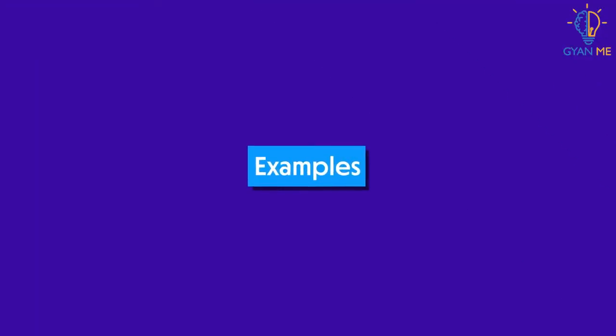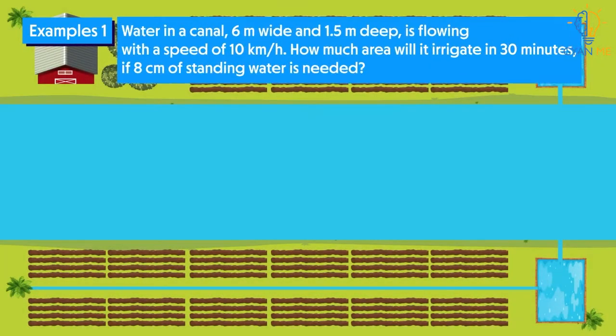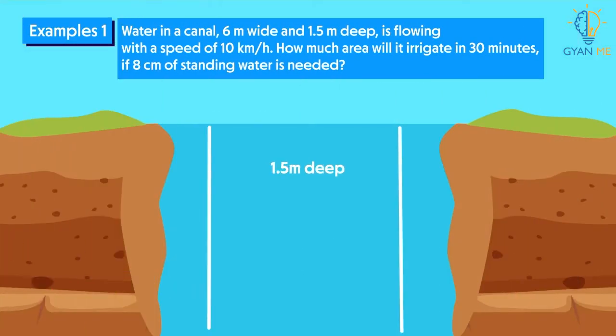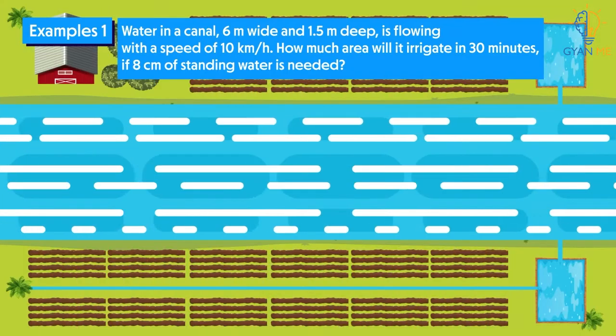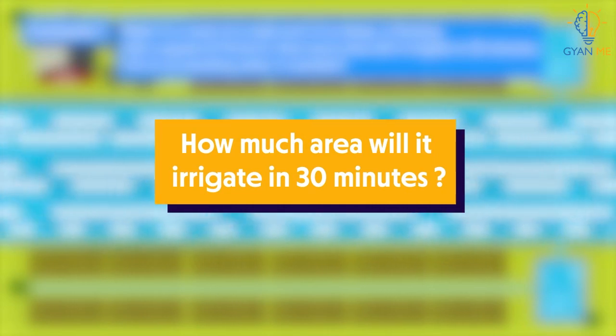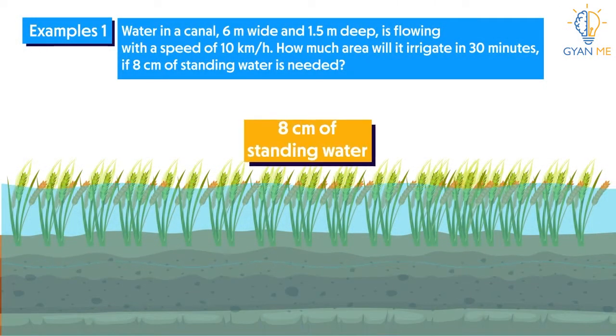Now, to understand what has been discussed, let us consider some examples. Example 1. Water in a canal which is 6 meter wide and 1.5 meter deep is flowing with a speed of 10 km per hour. How much area will it irrigate in 30 minutes, if 8 cm of standing water is needed?